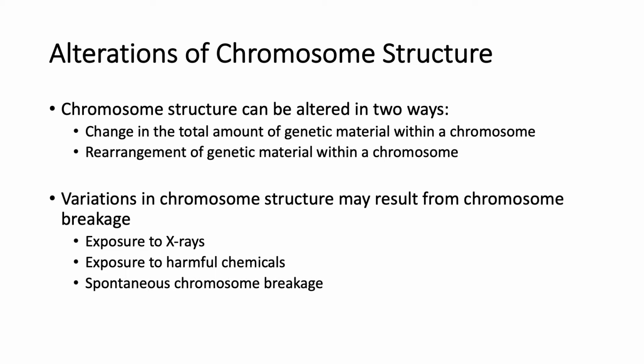Variations in chromosome structure may result from chromosome breakage. Broken chromosomes tend to rejoin. However, if there is more than one break, rejoining occurs at random and not necessarily with the correct ends. This results in structural changes in the chromosomes. Chromosome breakage may be a result of exposure to X rays, various chemicals, and can also occur spontaneously.